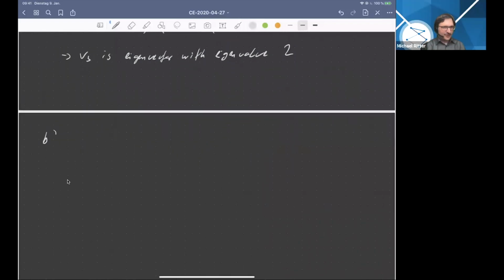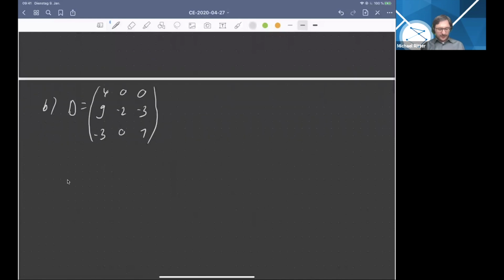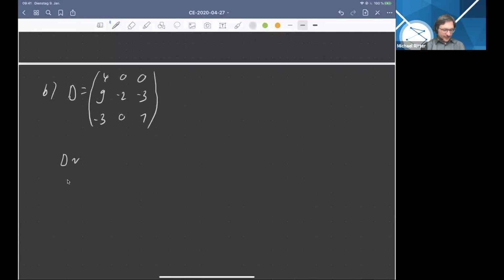So part B, basically the same thing once more, just with a different matrix. This time we have the matrix D, that is 4, 0, 0, 9, -2, -3, -3, 0, and 1. And the problem is the same. We need to determine whether V1, V2, V3 are eigenvectors of this matrix, and if so, what the corresponding eigenvalue is. We're trying to compute D times V1 first. So let's write that down: the matrix 4, 0, 0, 9, -2, -3, -3, 0, 1, and V1 again, that is 1, 2, -1.